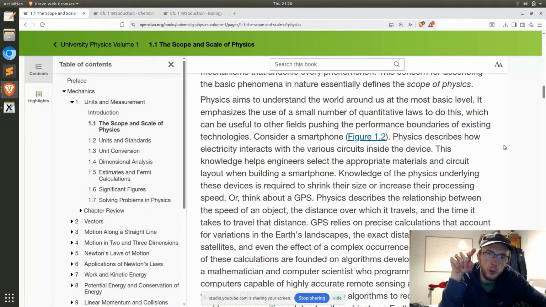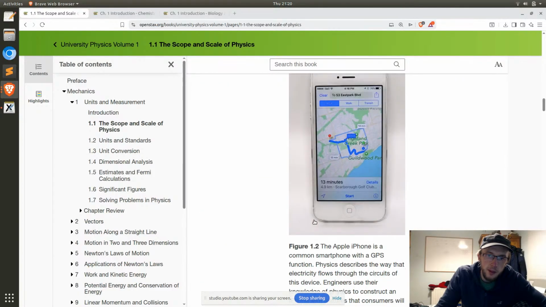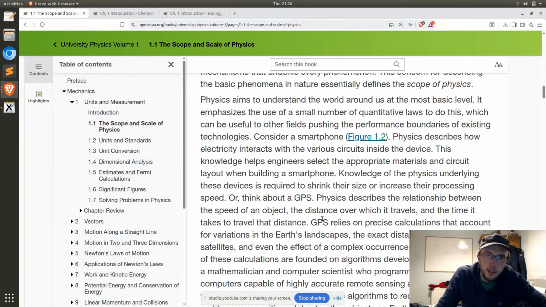And those laws can be useful to other fields, pushing the performance boundaries of existing technologies. Okay, so consider a smartphone. That's a smartphone right there. Physics describes how electricity interacts with the various circuits inside the device. This knowledge helps engineers select the appropriate materials and circuit layouts when building a smartphone. Knowledge of the physics underlying these devices is required to shrink their size or increase their processing speed.